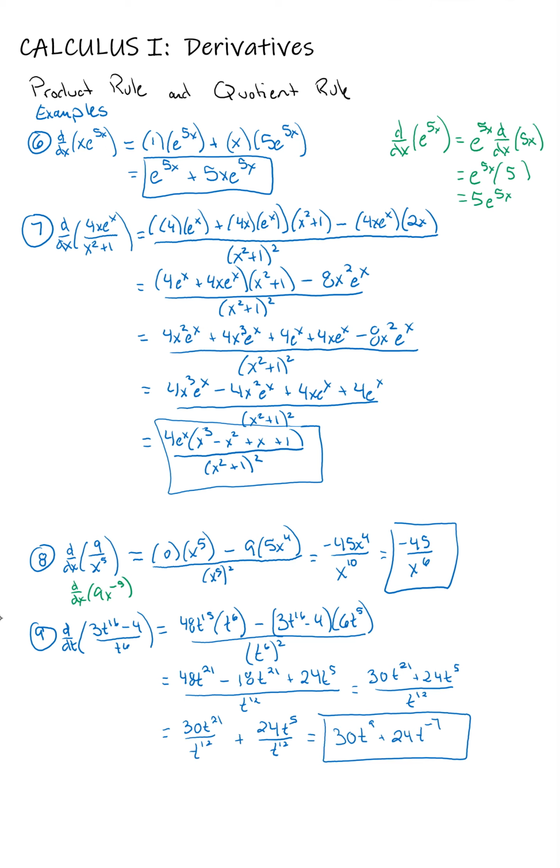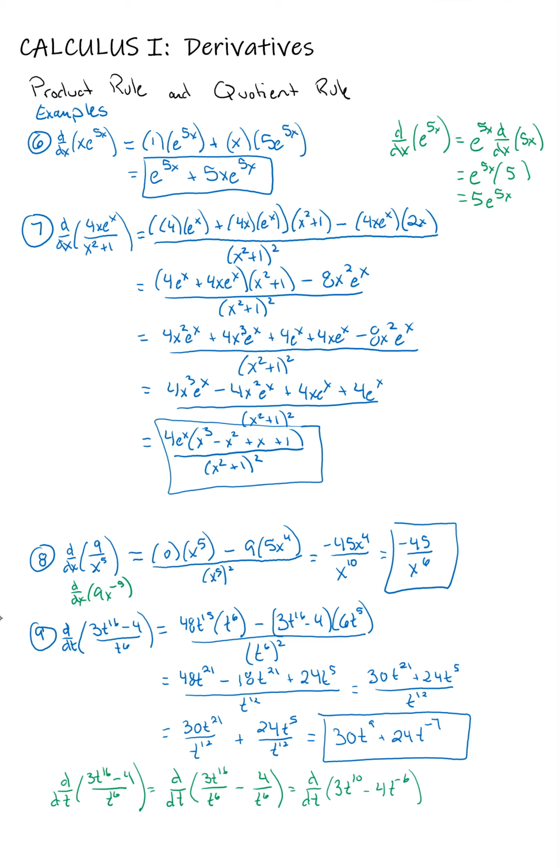I do want to mention that this one, again, we could have used the power rule on. I could have started by breaking this apart into two fractions, sort of like the last step I did when I worked it first. This is 3t to the 16th over t to the 6th minus 4 over t to the 6th. And those can be rewritten as 3t to the 10th minus 4t to the negative 6th.